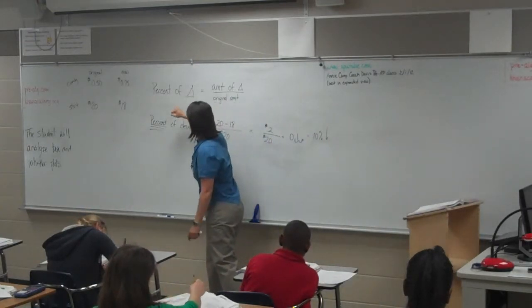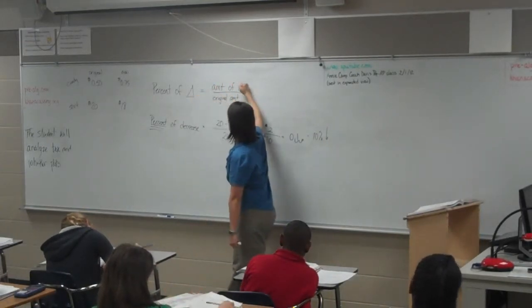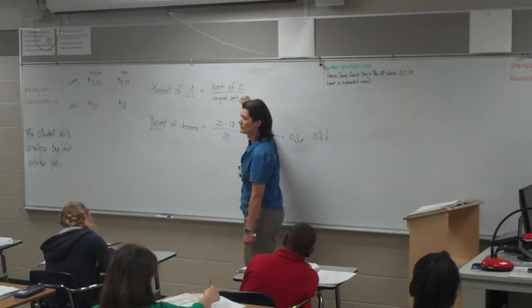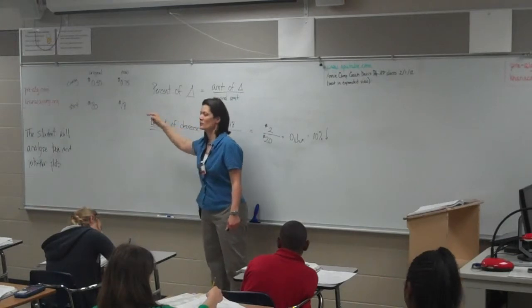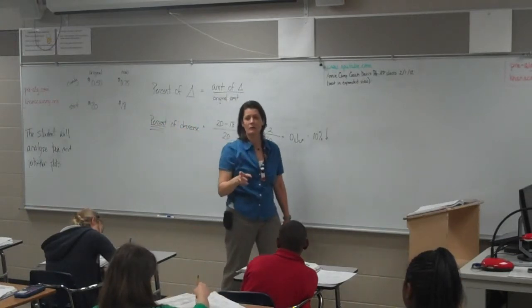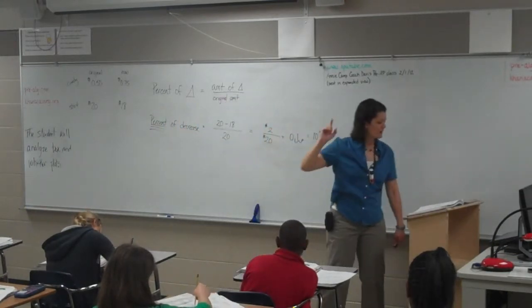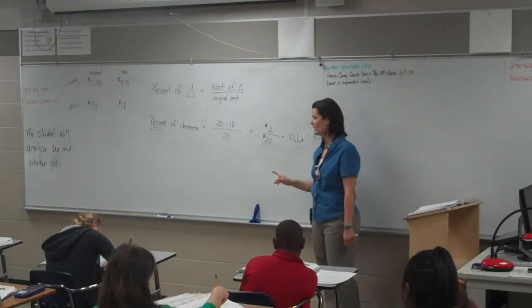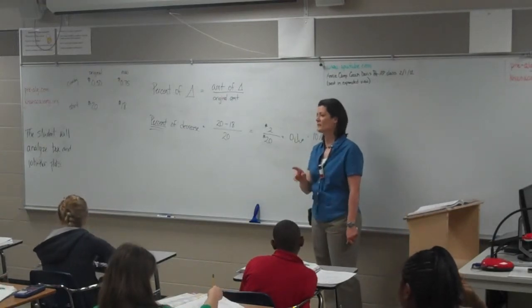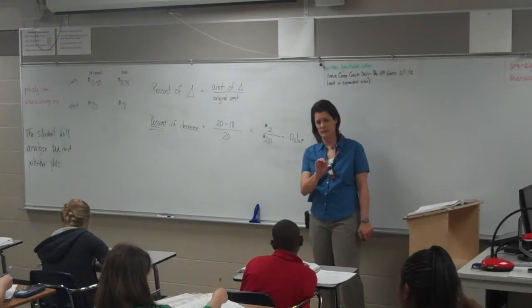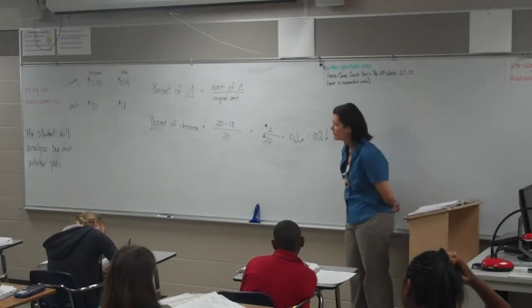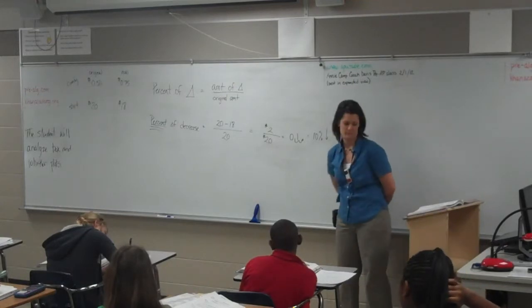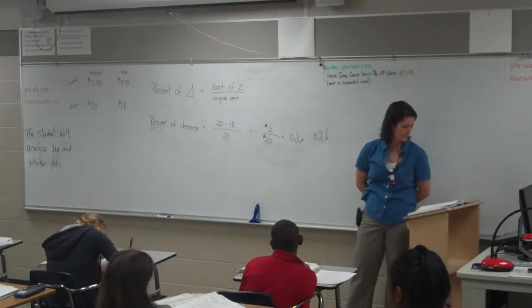Look at it this way. Percent of change equals amount of change over the original amount. And the amount of change is just taking the biggest number and subtracting the smallest number, because the amount of change is always positive. The only thing that distinguishes between an increase or decrease is this arrow or the INC or the DEC. Okay?